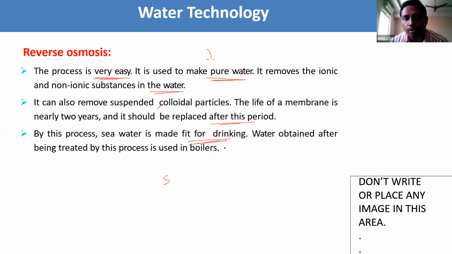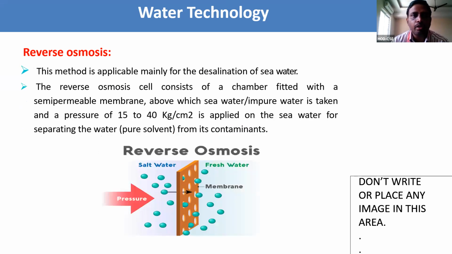Desalination of brackish water. Water obtained after being treated by this process is used in the boilers. Boilers are nothing but steam generators. The steam generated in the boilers is used for the generation of electricity. This method is applicable mainly for the desalination of seawater. For desalination of seawater, we are using reverse osmosis.